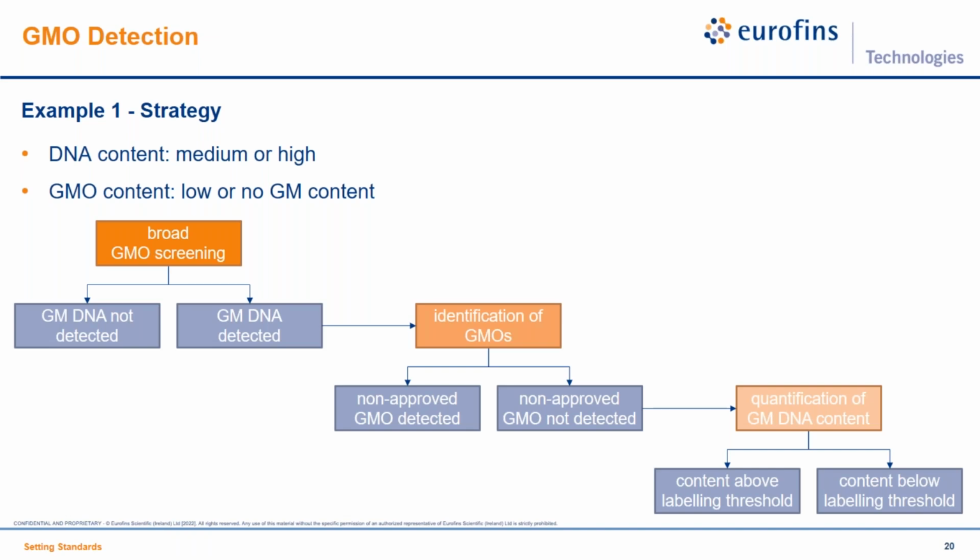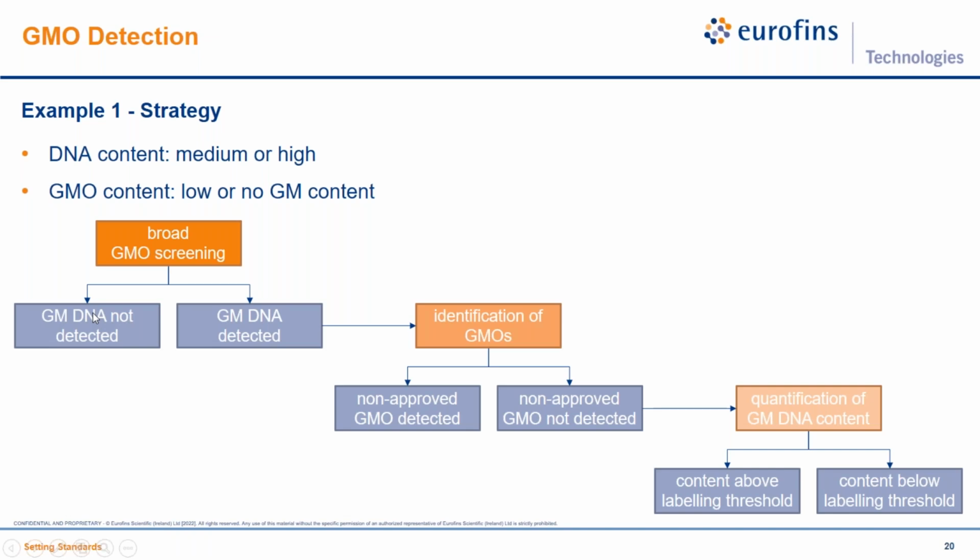If you have no non-approved GMO in your sample, then you may proceed with the quantification of the genetically modified DNA. And if the content is above a certain threshold, the product may have to be labeled. If it's below a certain threshold, then you don't have to label it. It depends on the legislation in the country. So this is an example where we expect no GMO content or a low GMO content, and it is highly likely that you don't have a positive result, and that at this point the analysis stops with this result negative.